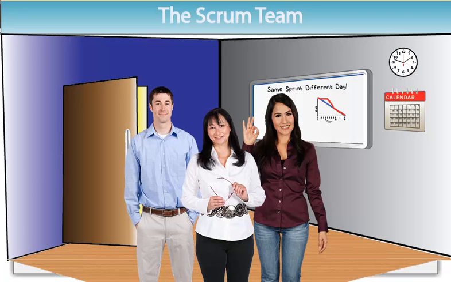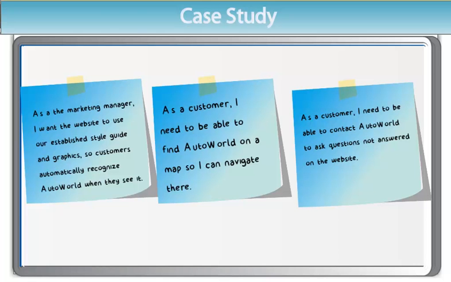For the first sprint of this project, the product owner and stakeholders have decided that the theme is around customers being able to recognize who AutoWorld is, where it's located, and how to make contact. Based on this theme, the group has decided to address the following 3 user stories. As the marketing manager, I want the website to use our established style guide and graphics so customers automatically recognize AutoWorld when they see it.